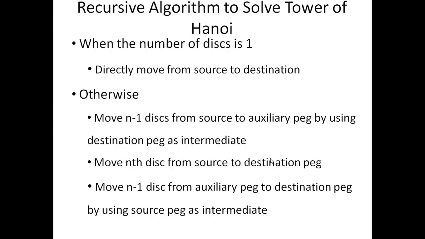So the recursive algorithm to solve the Tower of Hanoi problem is discussed here in this slide. When the number of disks is 1, we can directly move from the source to the destination. We need not have any trouble in that. Otherwise, we have to move the n-1 disks from source to auxiliary peg by using the destination peg as intermediate. We have to move the nth disk from source to destination peg. We need to move n-1 disks from auxiliary peg to the destination peg by using the source peg as intermediate. So these are the steps we follow in this algorithm.